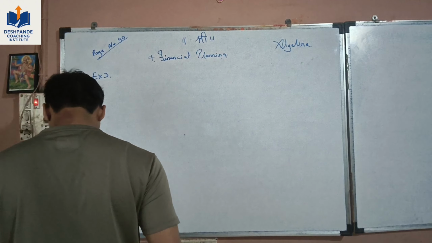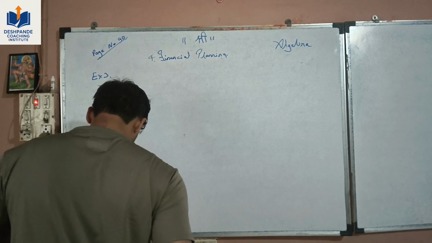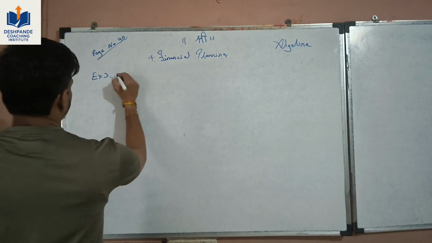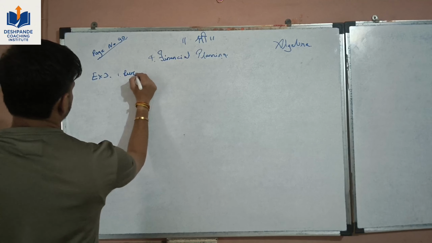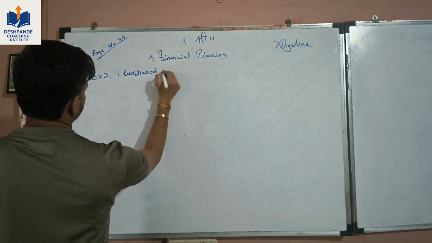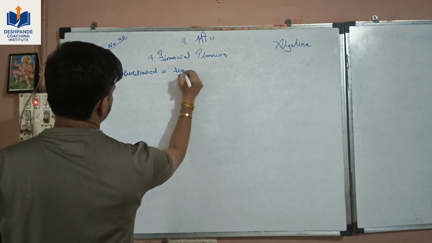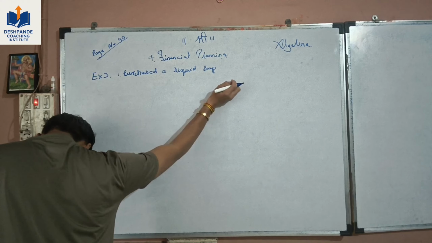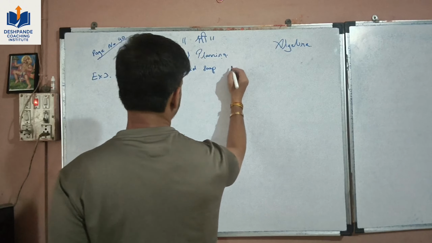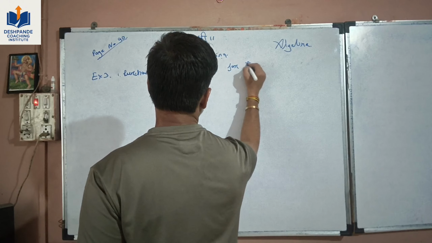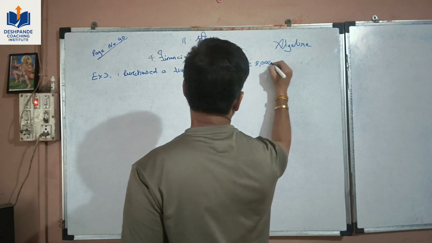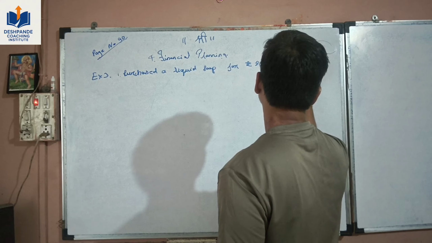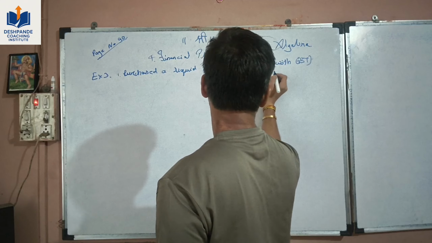I think I have to write some key points, half of the question. She purchased a liquid soap for rupees 8,000 with GST. The value includes the GST.